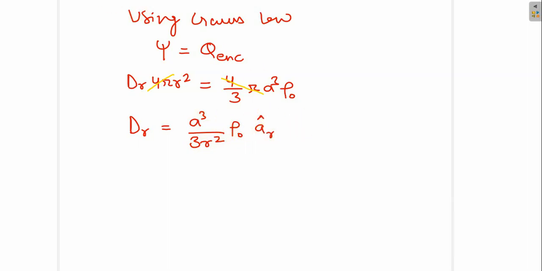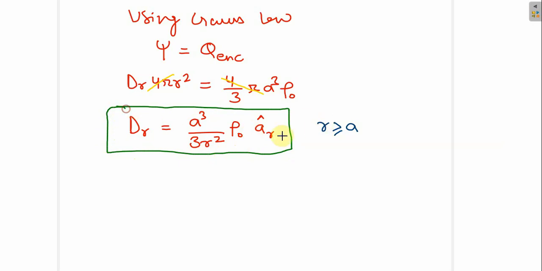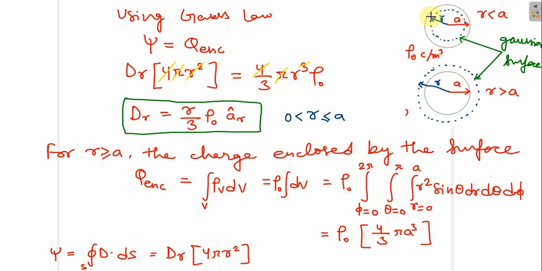For which case have we determined this electric flux density? This is the case when the radius of the Gaussian surface is more than the radius of the uniformly charged sphere, that is r is greater than or equal to a. So now we have calculated for both the Gaussian surfaces: when the Gaussian surface is inside the charged sphere, and when it is enclosing this uniformly charged sphere.